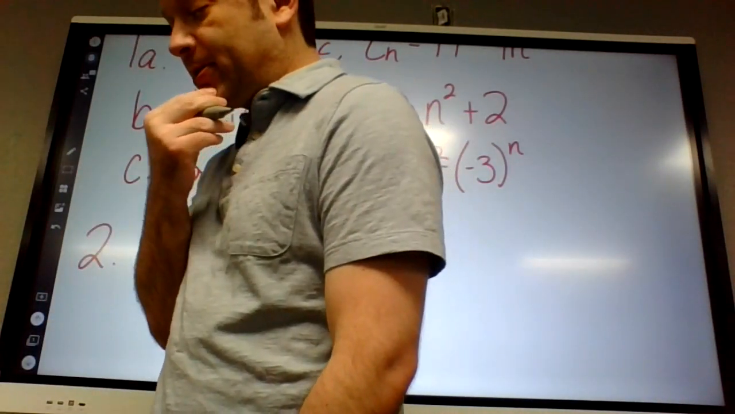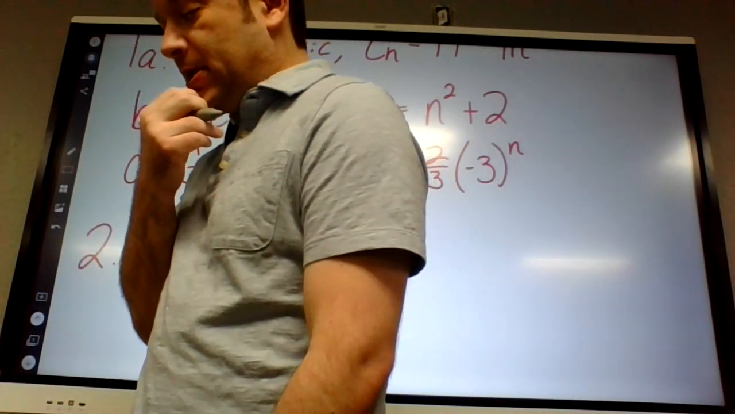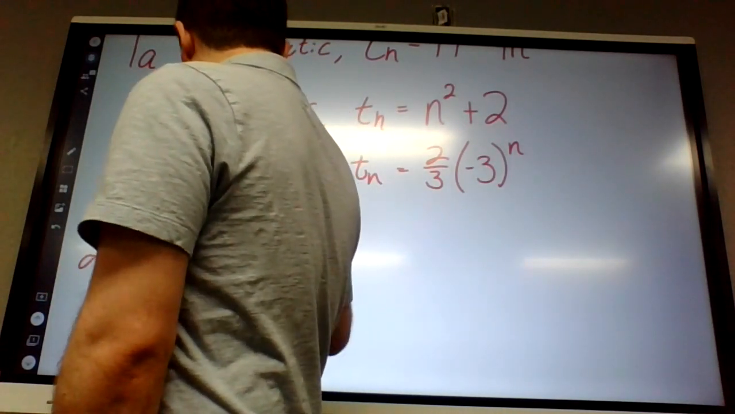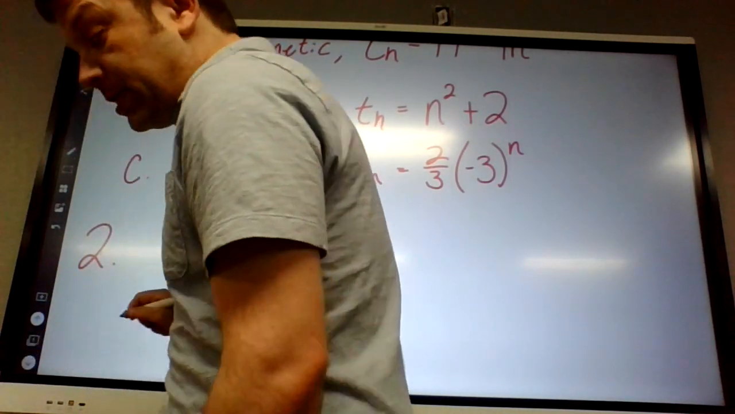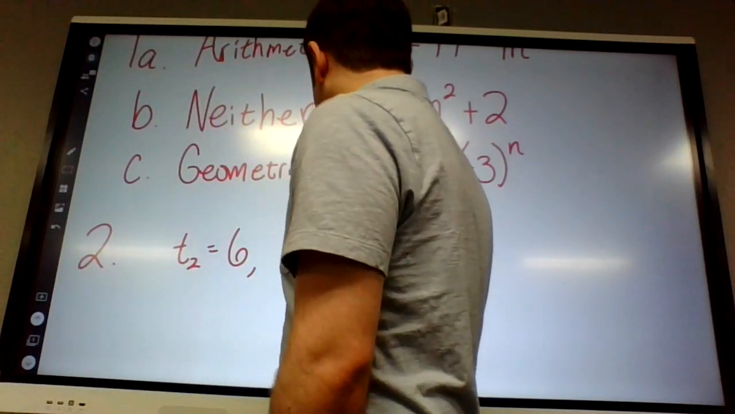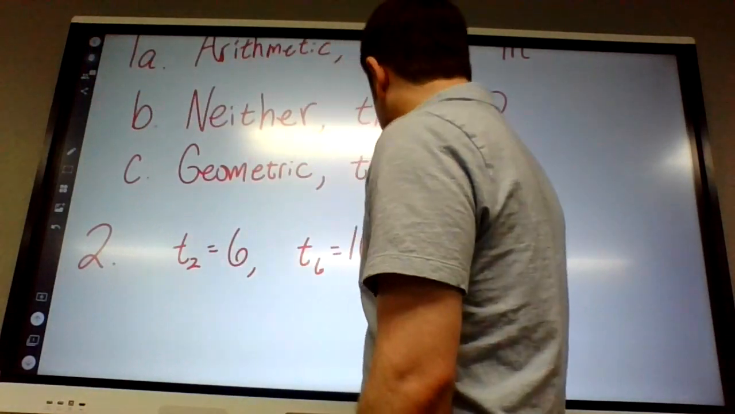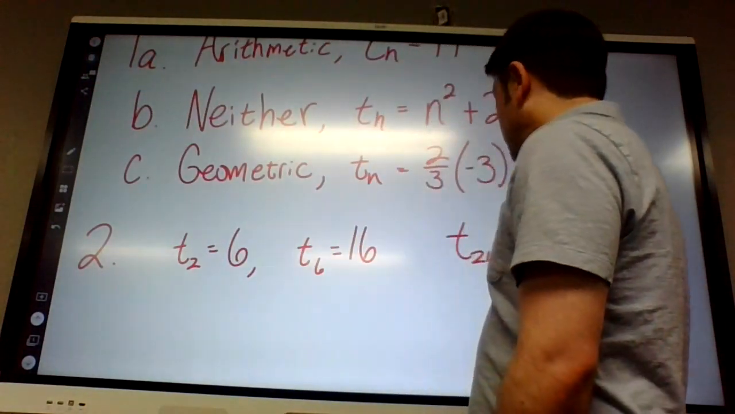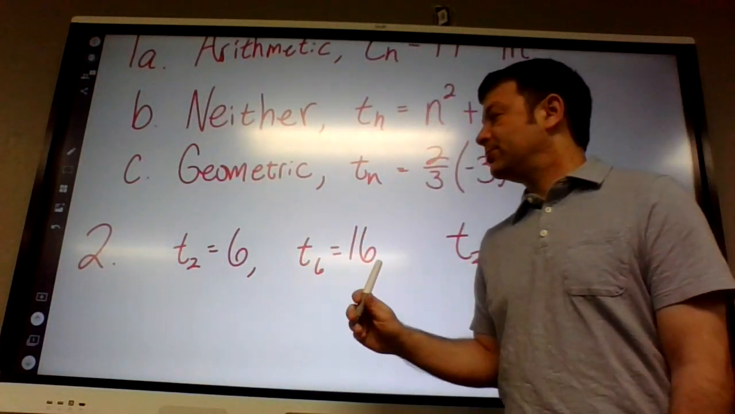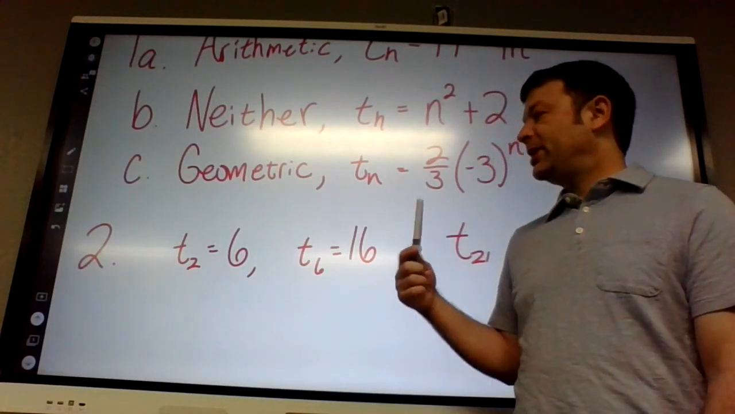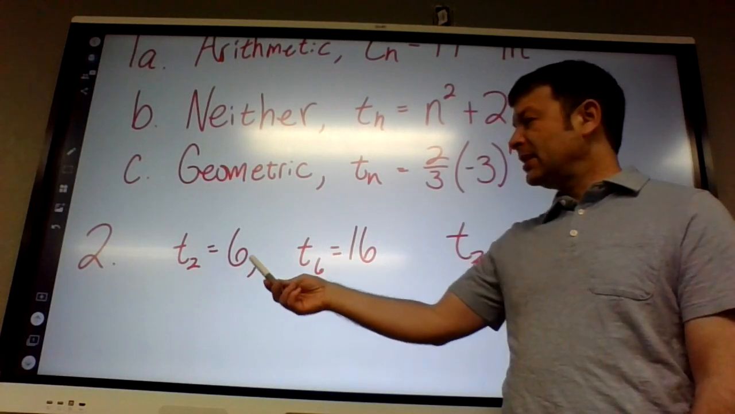In the arithmetic sequence, t sub 2 equals 6, and t sub 6 equals 16. Okay, we're supposed to find t of 21. Well, it's an arithmetic sequence, is what they told us. So what does that mean? It's supposed to be adding a constant value.